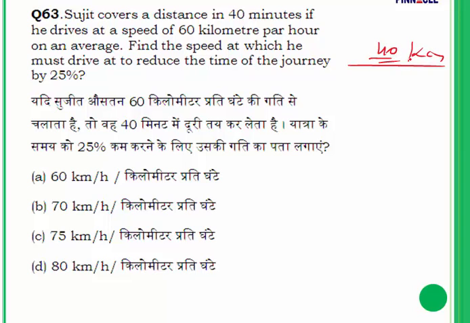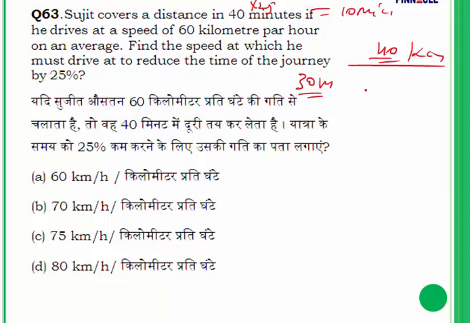Find the speed at which he must drive to reduce the time of the journey by 25%. And what is 25%? 40 into 25%, that is 10 minutes he wants to reduce. That is, he wants to complete the journey in 30 minutes.